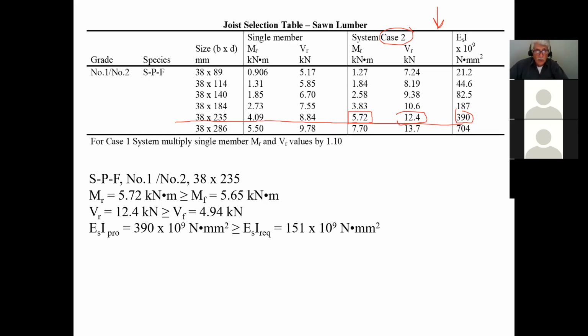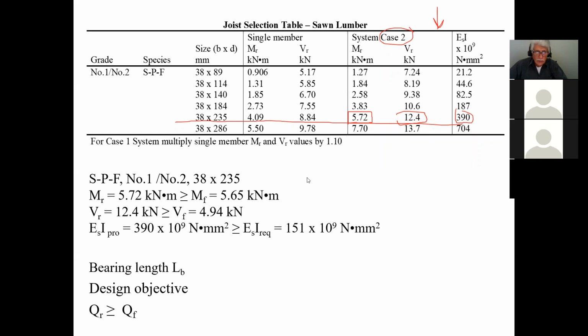Now, once I've chosen my member, I have to decide how much of a minimum bearing length I need for this joist to sit on its support or its reaction area on the support. And therefore, I have to go calculate the bearing length. And of course, QR should be greater than or equal to QF.